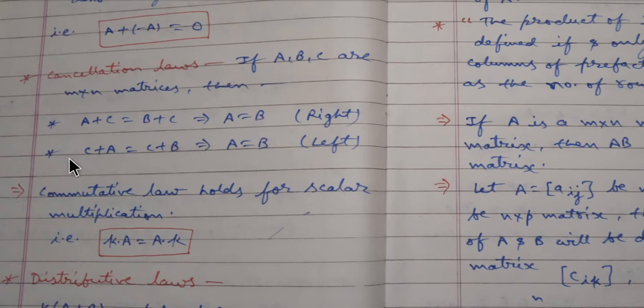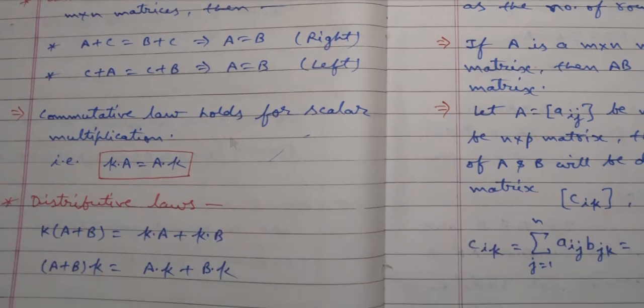Now coming to the next point, this is the left cancellation law. This says that if C plus A equals C plus B, then A equals B. Here C is common, so we cancel C, then A will be equal to B. So this is the left cancellation law, and that was the right cancellation law. It's not so difficult, it's very easy to understand.